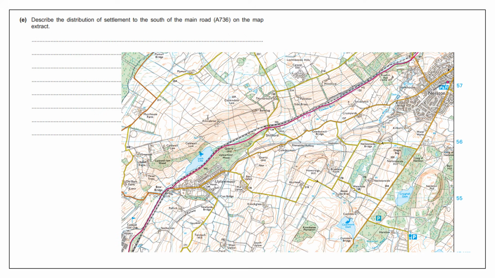So this is the final question in this exam paper, and it requires you to describe the distribution of settlement to the south of the main roads on the map extract. And this is a bit of a cheeky question, because in this particular part of the question it's asking you not only to describe the distribution of settlement, but actually what it means is to describe the distribution of settlements in the southern part of this map, the area underneath the A road.